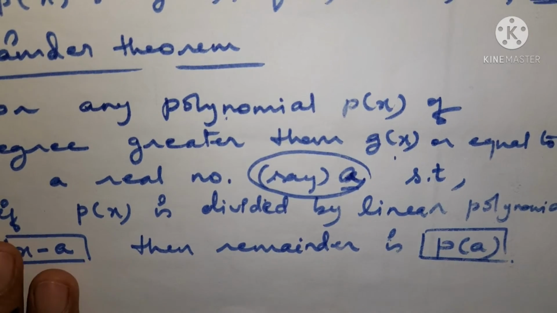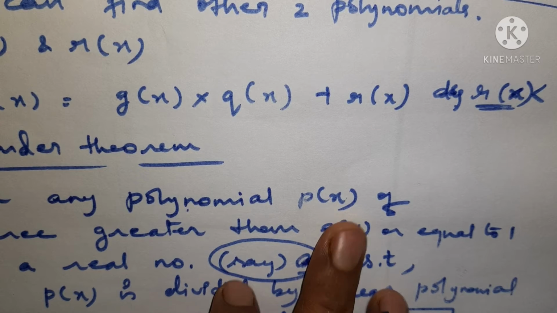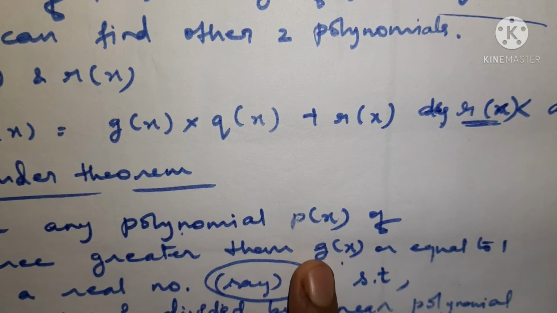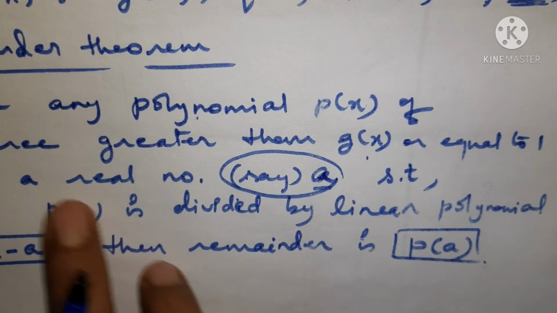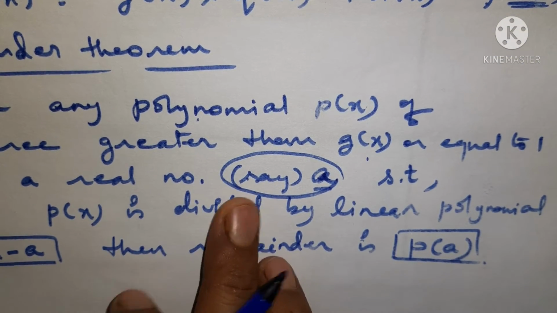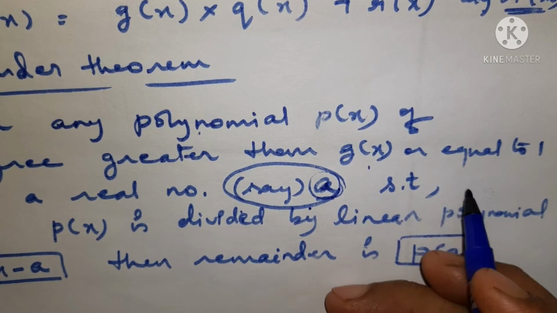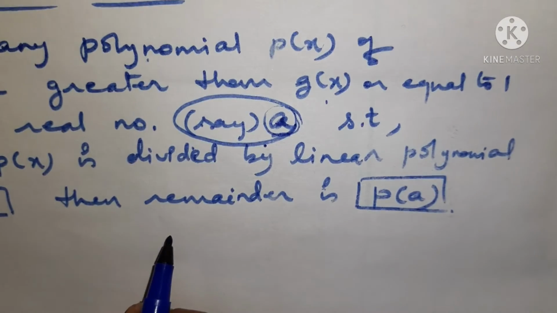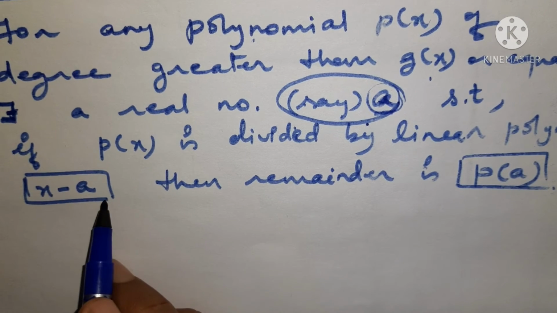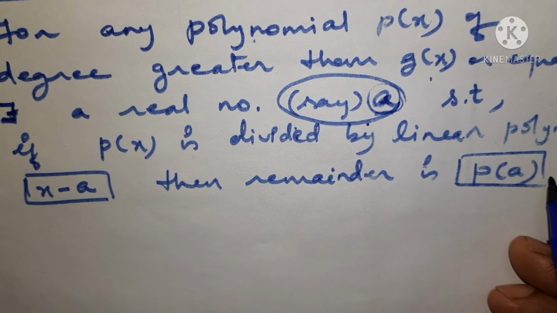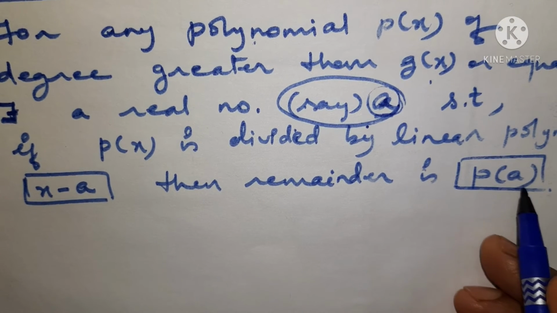Understood? What it is saying, that for any polynomial px, if its degree is greater than gx, or maybe equal to 1, in such cases there exists a real number a, such that if px is divided by linear polynomial x minus a, then remainder is going to be pa. In such case, you will get the remainder as pa. What is pa? Now a here will be what?